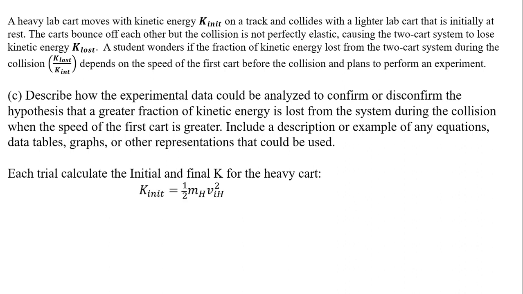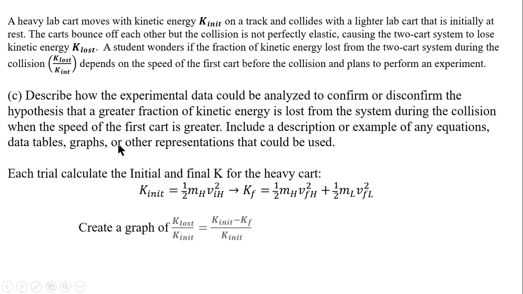K initial, I want you to show equations, equals 1/2 mh v initial h squared. So that's the initial velocity of the heavy cart, okay? Kinetic final. Aha, and I need the total kinetic final, which is going to be the final of the heavy plus the final of the light. Remember, I'm trying to push it into this equation up here, the K lost over K initial. So that's the K initial, right? And that's the K final. Create a graph of K lost over K initial, which is basically initial minus final over initial. Okay, so there's the final kinetic, there's the initial kinetic, so it's this minus this over this.